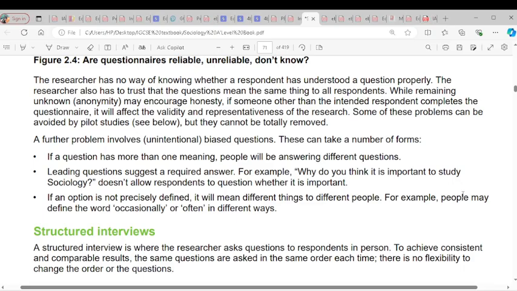Saying, why do you think it's important means you only want the respondent to talk about the importance. So you did not allow the respondent to say his mind or her mind about sociology and the importance of sociology, or maybe it's not even important to him. So here it's a leading question. You've provided the respondent with a leading question.